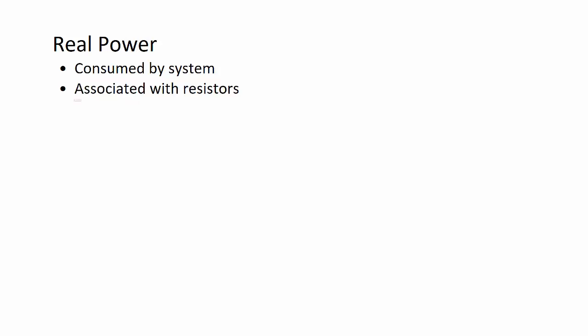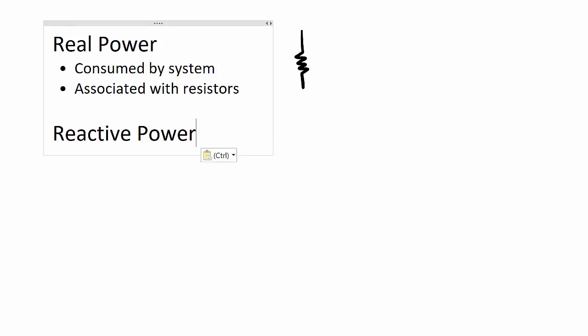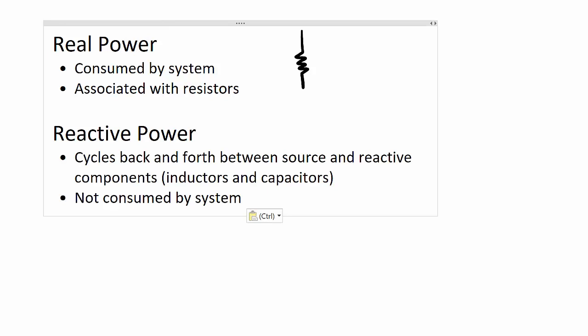To start off with, there is real power, and this is the type of power that gets consumed by the system. What really happens is it gets converted into a non-recoverable form like heat, and it's associated with resistors, which convert electrical energy into heat energy. The second type of power is reactive power, and this is the type of power that cycles back and forth in the system between sources and devices, specifically with inductors and capacitors. It's power that is not consumed by the system, because it gets converted into magnetic energy in inductors and then converted back into electrical energy, or into the electric field in capacitors and then back into electrical energy in the circuit.